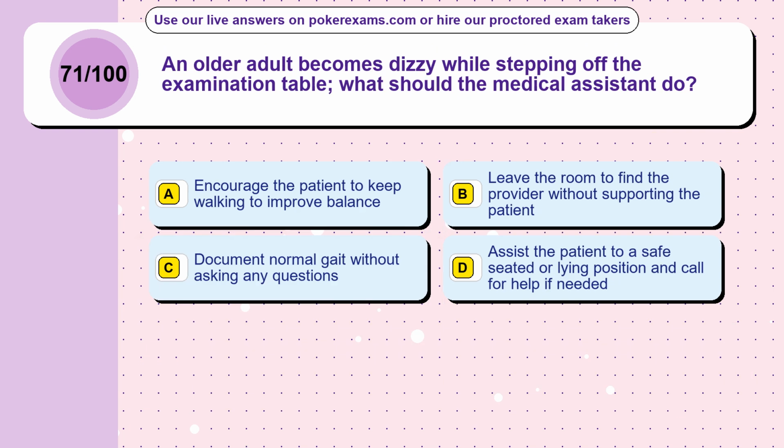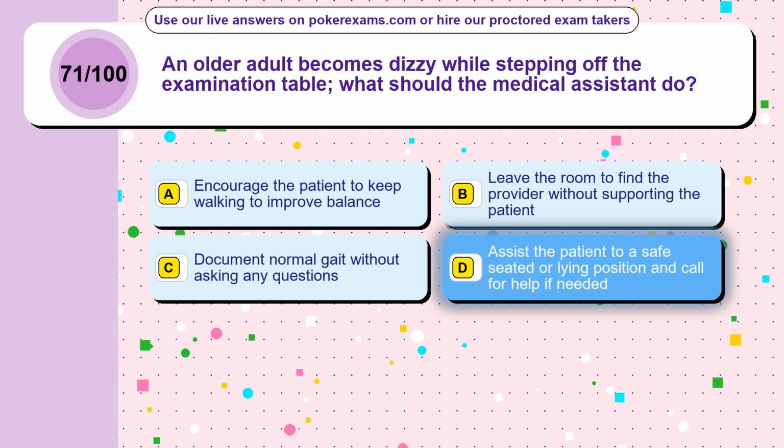Question 71. An older adult becomes dizzy while stepping off the examination table. What should the medical assistant do? Option A. Encourage the patient to keep walking to improve balance. Option B. Leave the room to find the provider without supporting the patient. Option C. Document normal gait without asking any questions. Option D. Assist the patient to a safe seated or lying position and call for help if needed.